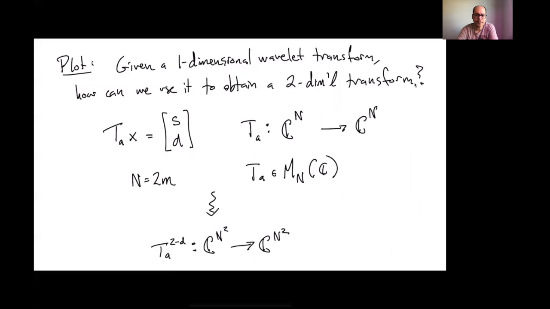So the plot is, we suppose we know how a one-dimensional wavelet transform works. That is, we're given some explicit matrix, the analysis matrix T sub A, which we think of as taking the signal x and giving us back the trend and the detail vectors. And we'd like to know, how do we take this linear transformation, T sub A, and get some new 2D version of it, which will go from C to the n squared to C to the n squared? And what will be the two-dimensional trend and detail that one would get from that?